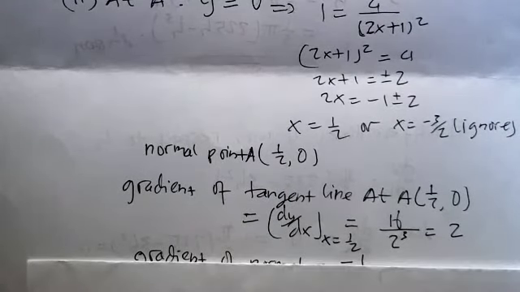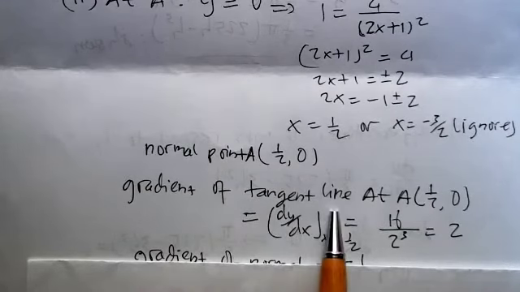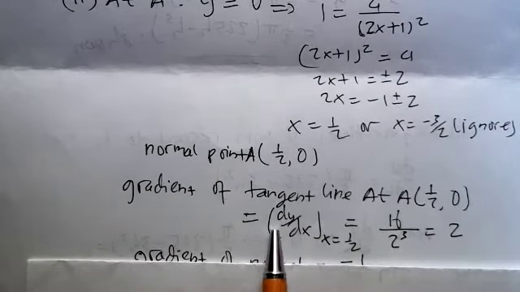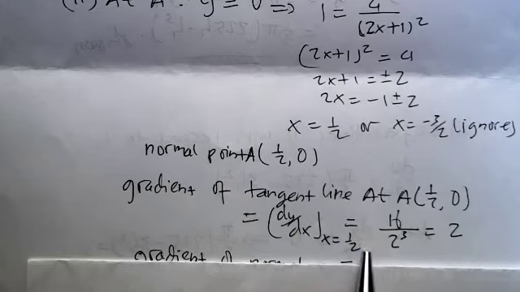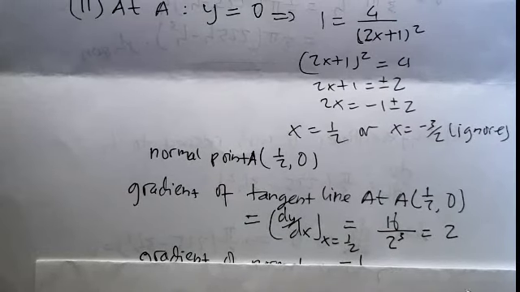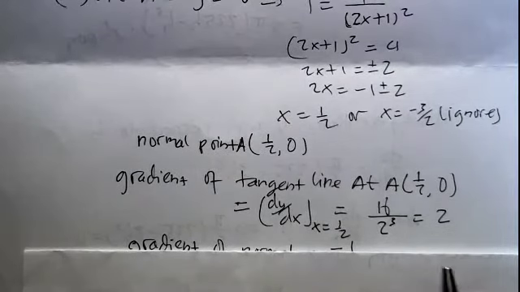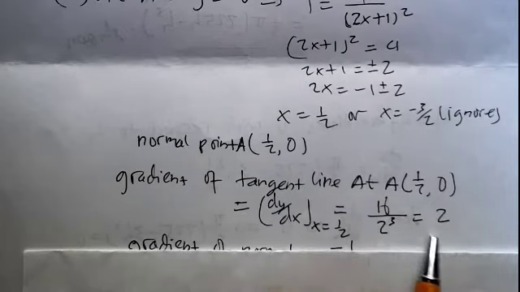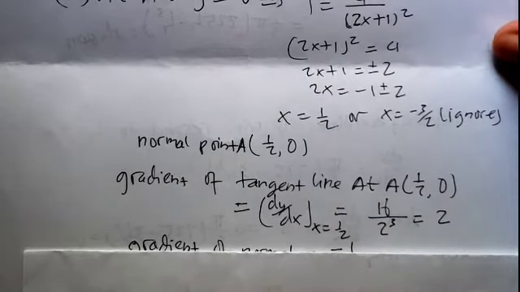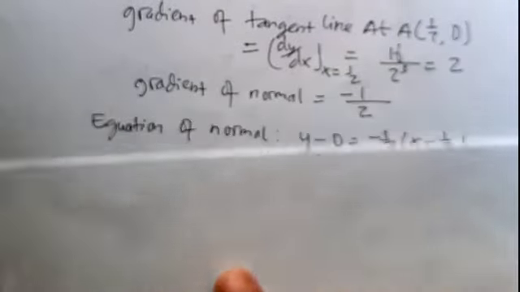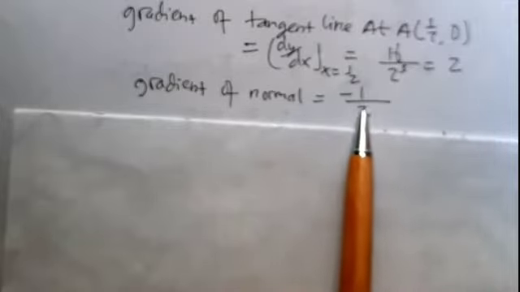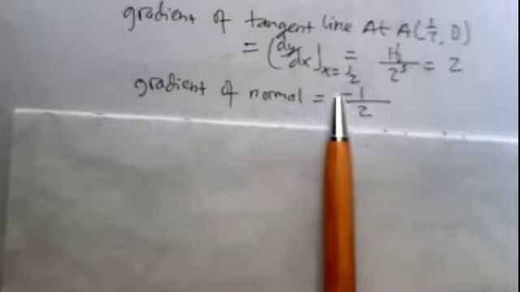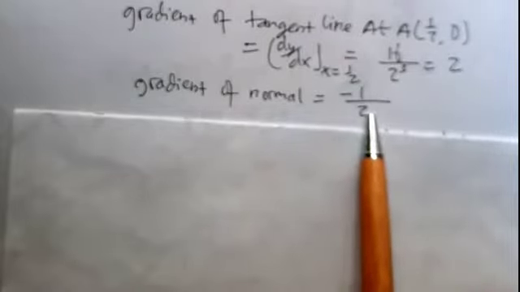Now we have to find the gradient of the tangent line at A. That is dy/dx when x is half, which equals 16 per 2 cubed, equals 2. Thus the gradient of the tangent at A is 2. The gradient of the normal is minus 1 per the gradient of the tangent, so minus half.